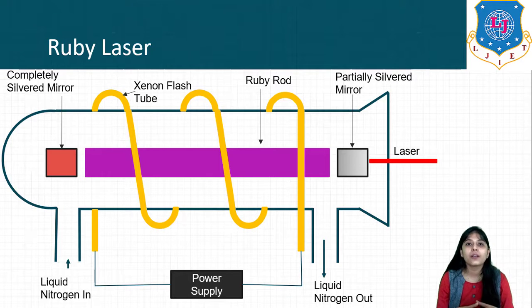These end faces are polished flat and parallel, out of which one is a completely silvered mirror while the other is a partially silvered mirror. Then this ruby rod is covered with a helical xenon flash lamp, which is required for optical pumping. And this ruby rod is placed in a glass tube in which nitrogen is passed for cooling, as a large amount of heat is produced during the production of laser. Of course, the laser will emerge from the partially silvered mirror. In this way laser is produced.